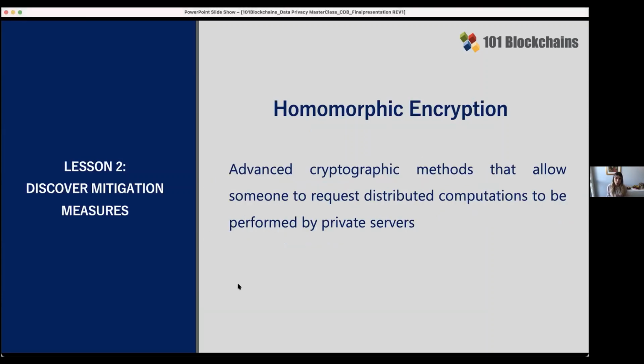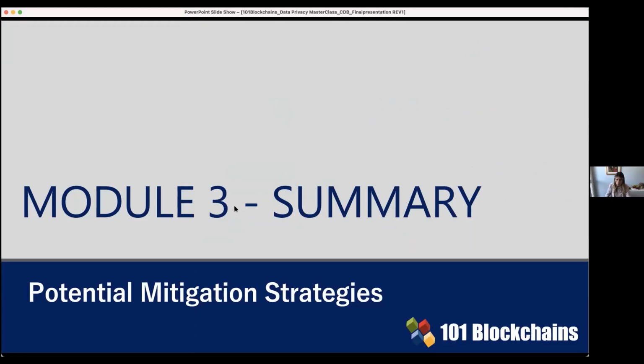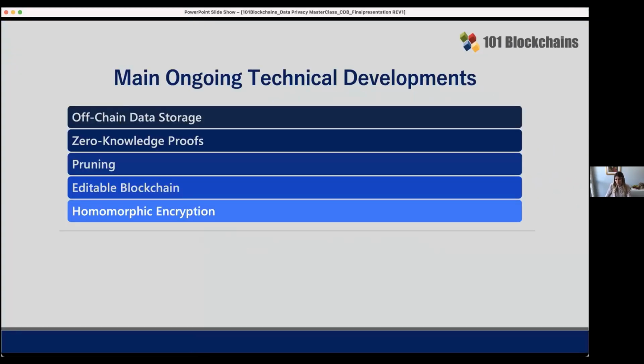Then we do have homomorphic encryption. That is another advanced cryptographic method. It's an advanced method of encryption that enables computation on ciphertext. It allows encrypted data to be subject to computation, generating an encrypted result which, when decrypted, produces the same result as if the computation had been done on unencrypted data. Again, this says a lot even about homomorphic encryption, and there is no time now to go deep into these different techniques. I just wanted to show you some of the main ongoing technical developments, but there are many others actually that are being explored.